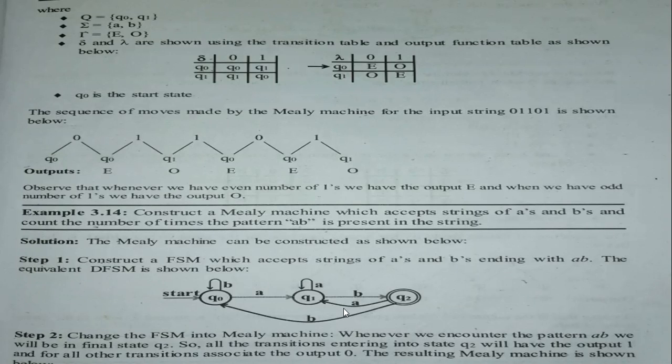So change the FSM into a Mealy machine. This is a finite state machine; change it to a Mealy machine. Whenever we encounter the pattern AB, we'll be in final state Q2. However it may be, after finding triple B, if you find AB also, you'll enter the final state. So all the transitions entering state Q2 will have the output 1, and all other transitions are associated with the output 0.